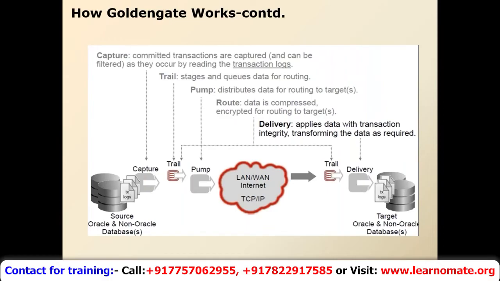Now, one thing you have to notice here is that each process in GoldenGate has a source to read from and a target to write to. So, the extract process source is the transaction logs of the database. Target is the local trail. Pump process source is the local trail. Target is the remote trail. Replicat process source is the remote trail and target is the target database.